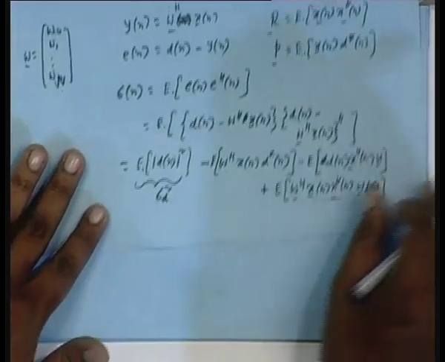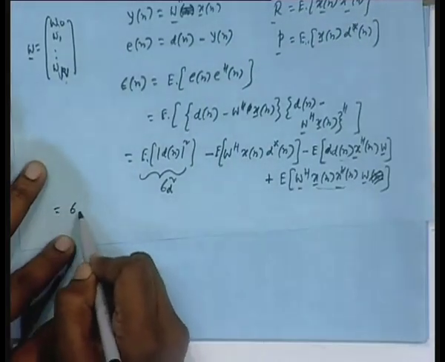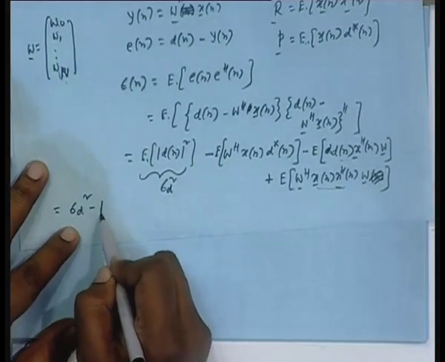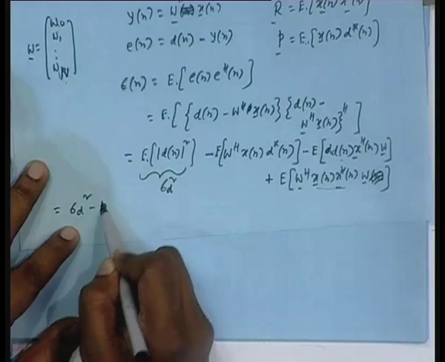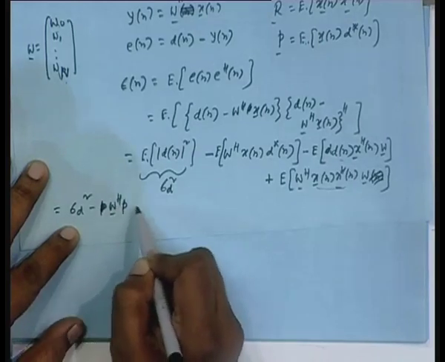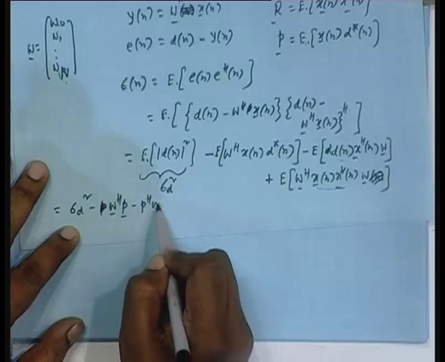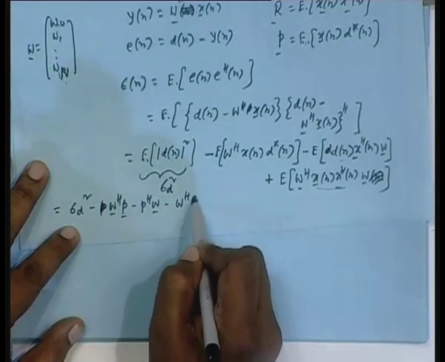So, if you do that substitution very quickly, you get sigma d square minus W^H P minus P^H W plus W^H R W.